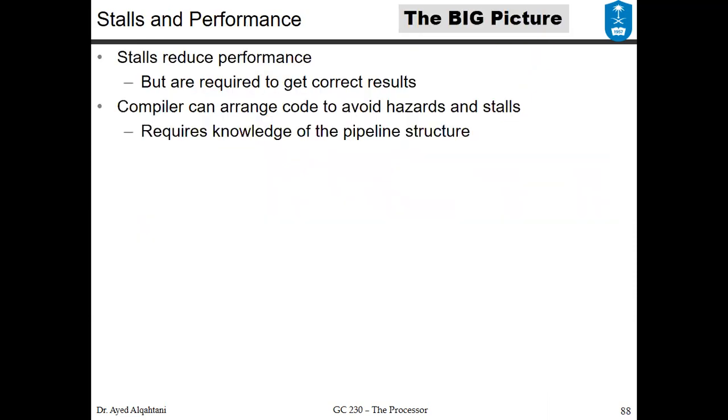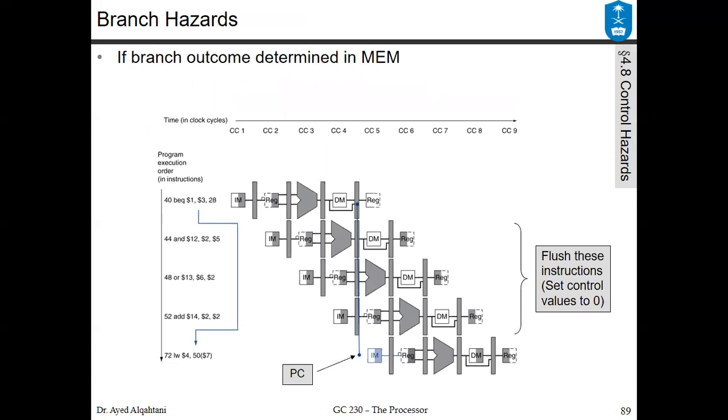Now, the stalls reduce the performance, but are required to get the correct result. The compiler can arrange code to avoid hazards and stalls, which requires knowledge of the pipeline structure. These are the costs that we need to pay to make sure that the pipelines work. Now, we finished the RAW hazard, but we still have stalls that we need to add if we have a control hazard that comes from a branch. And this is what we are discussing now.